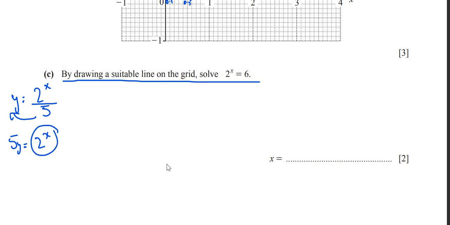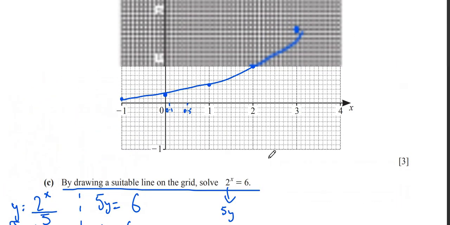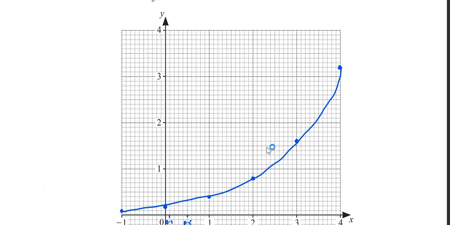So instead of 2 raised to power x, can I now write 5y? Yeah. So 5y is equal to 6. y is equal to 6 divided by 5. y is equal to 1.2. So when y is equal to 1.2, we will make a line like this.